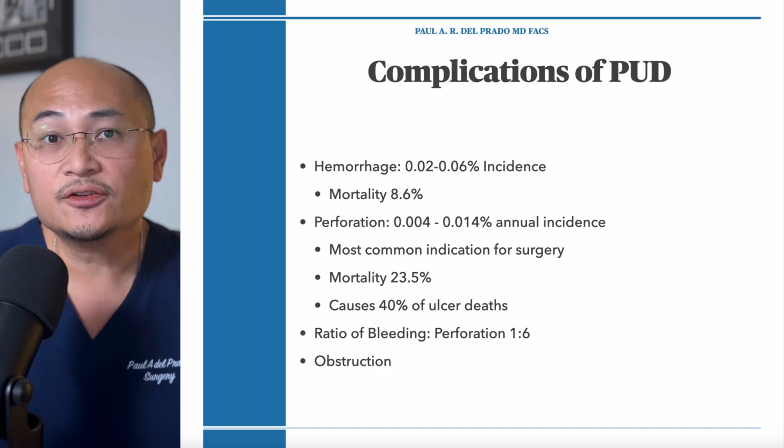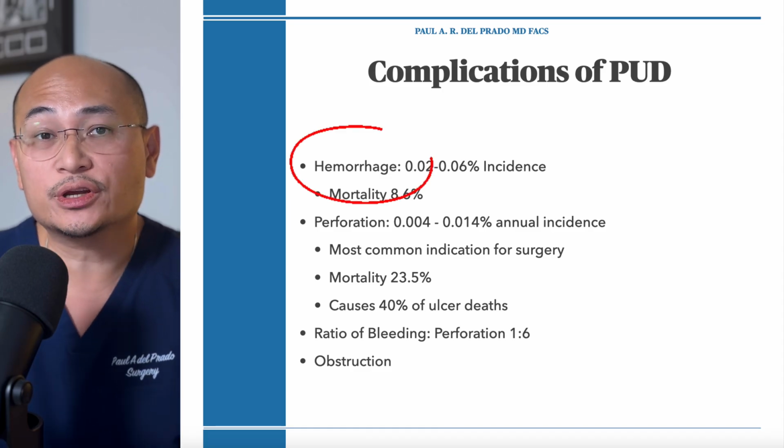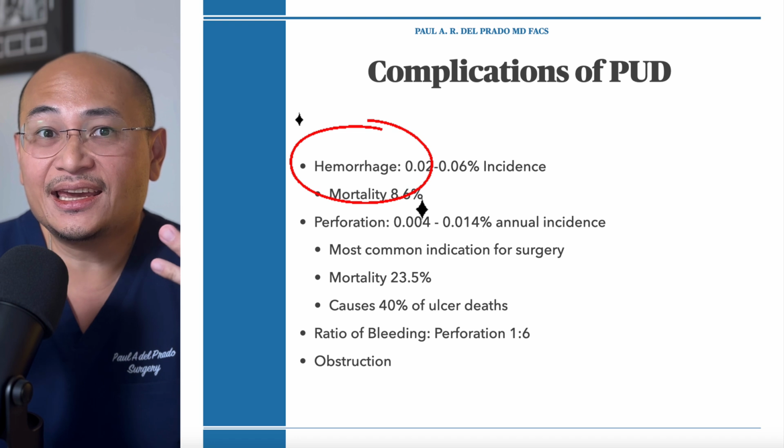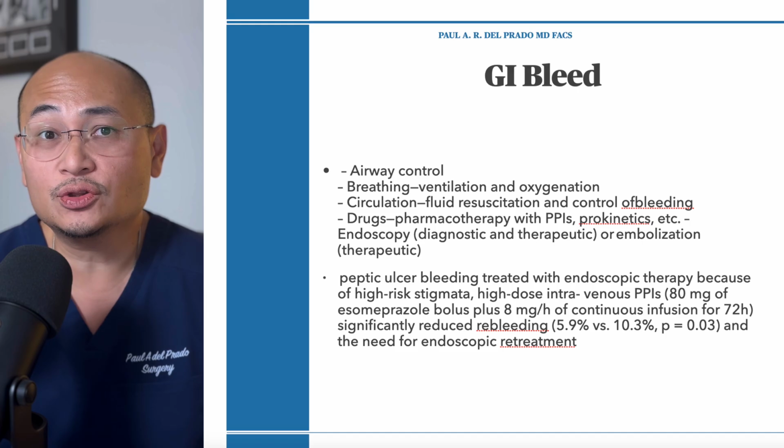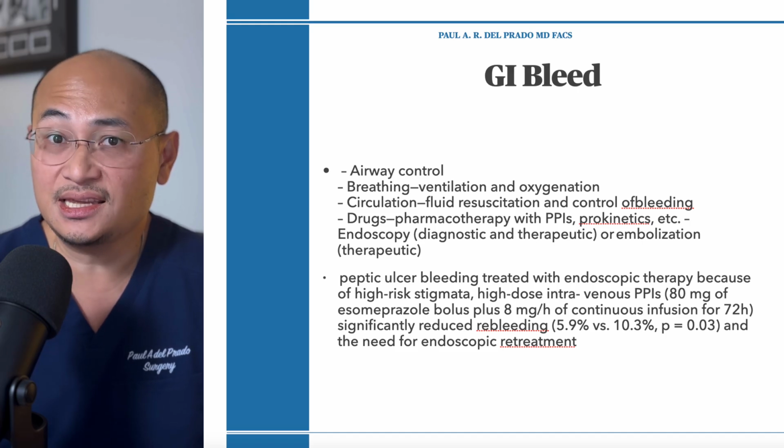So there's going to be 4 complications of peptic ulcer disease. And the first and most common one is actually hemorrhage, when you're bleeding. And this has a mortality of up to 8.6%. The first line would be endoscopy. But before we go to endoscopy, we have to know our A, B, C, D, E.